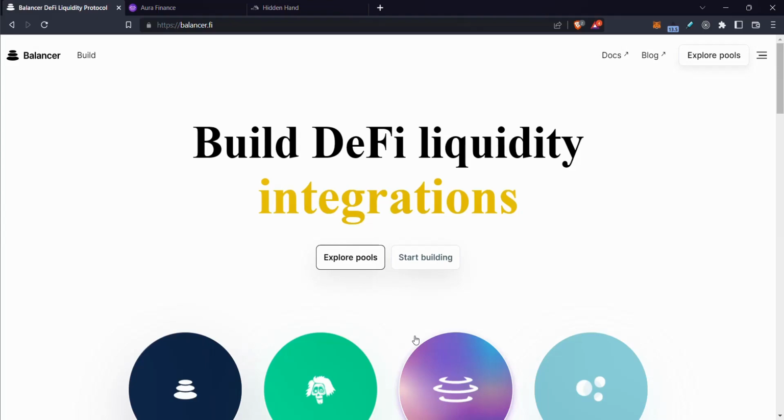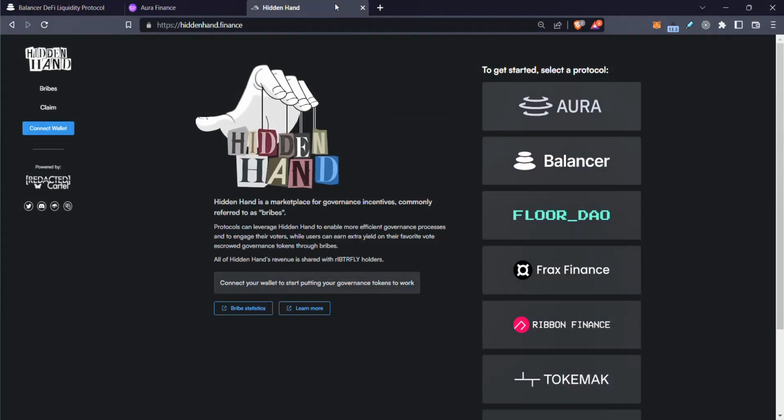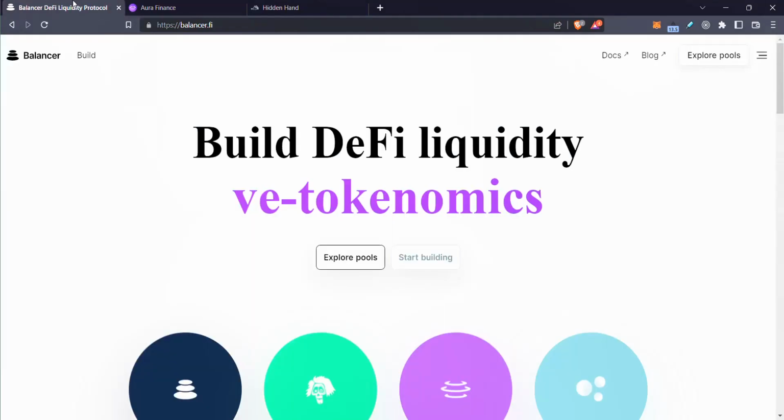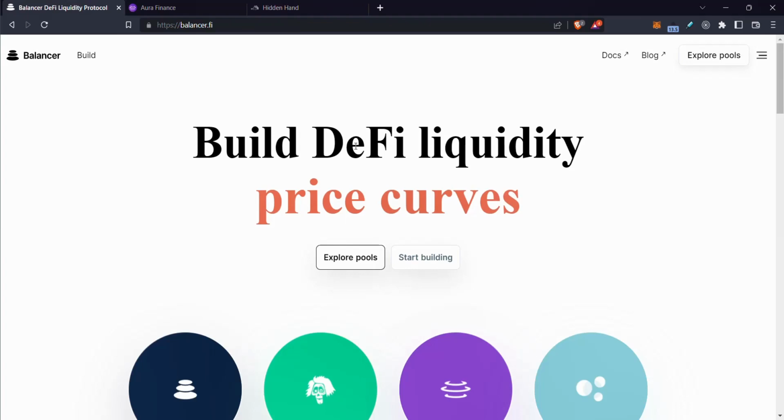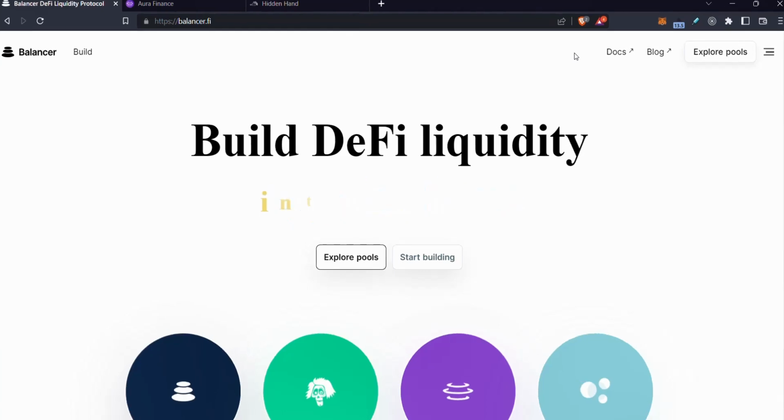Today I'm going to be taking a look at Balancer, Aura Finance, and Hidden Hand, and how these protocols all interact with each other. It's a little bit of a long explanation, so I'm going to go straight over to the little flowchart. But before I go there, I will remind you that you should probably do your own research, read the docs, talk to the people in these various Discords, and ask more questions and verify what I'm saying. So let's go over to the flowchart and let's get started.